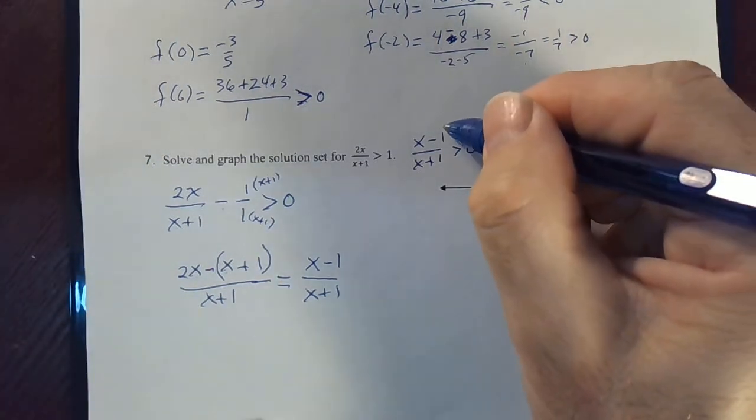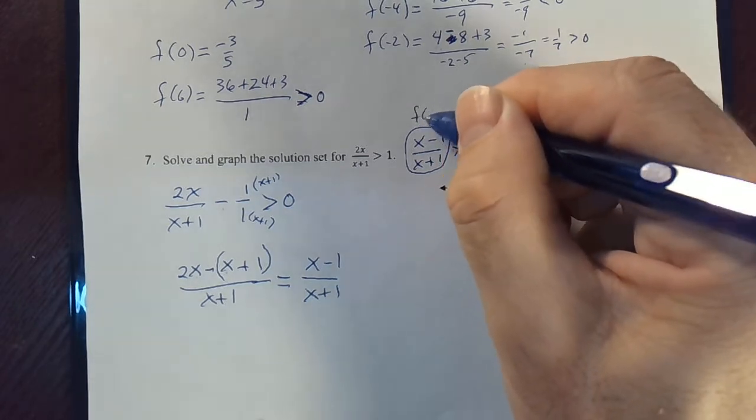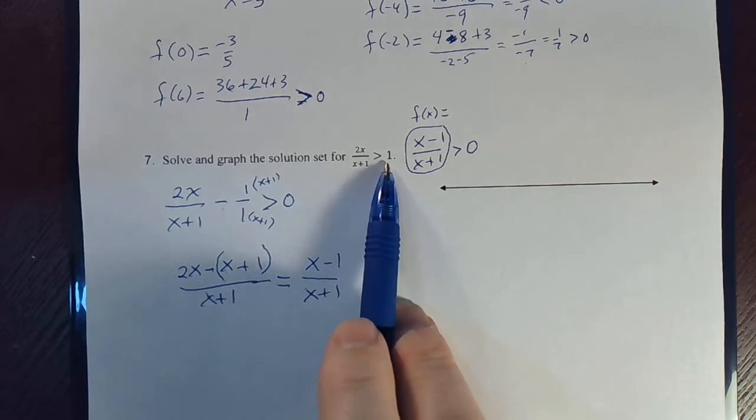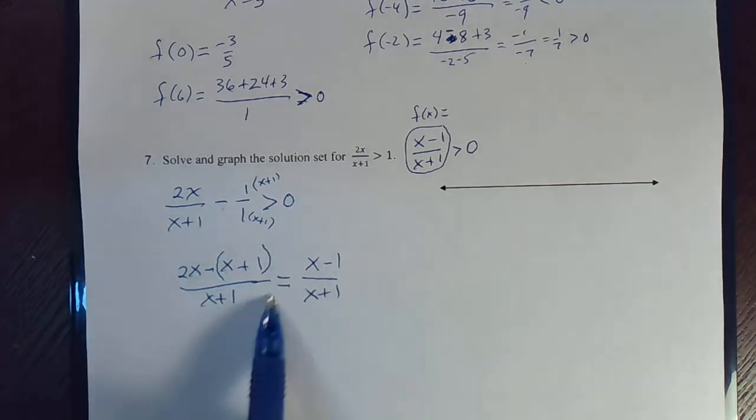So this is going to be our f of x. This that I just circled. So once again, all we did is subtract 1 from both sides, get a common denominator, and write it as one fraction, one rational expression.